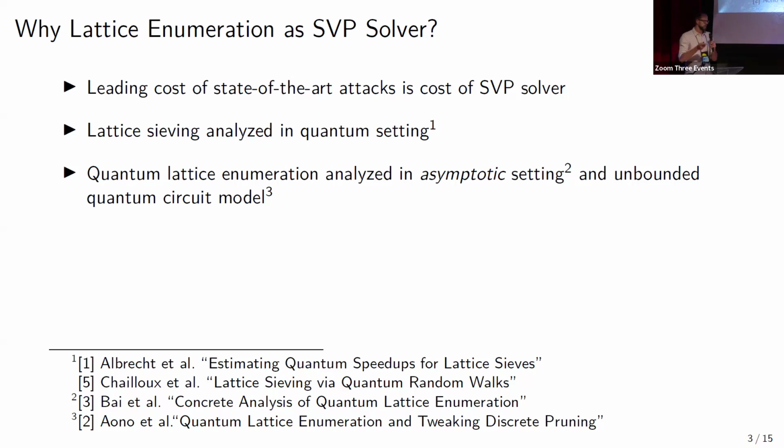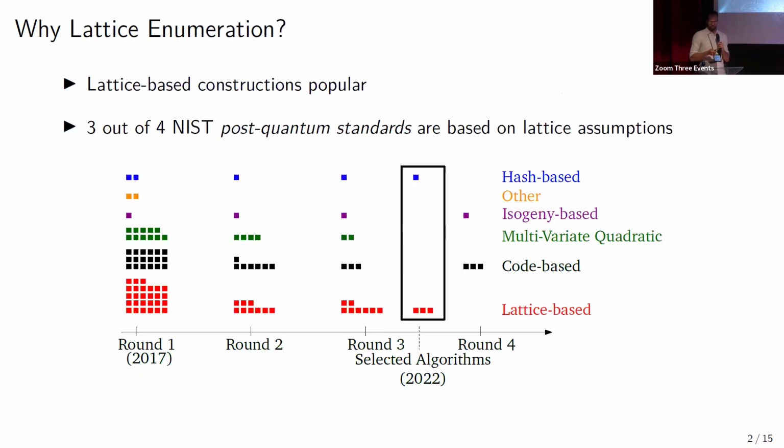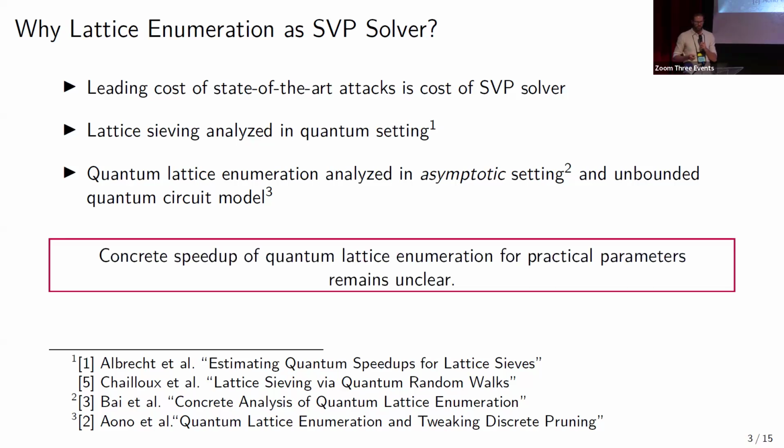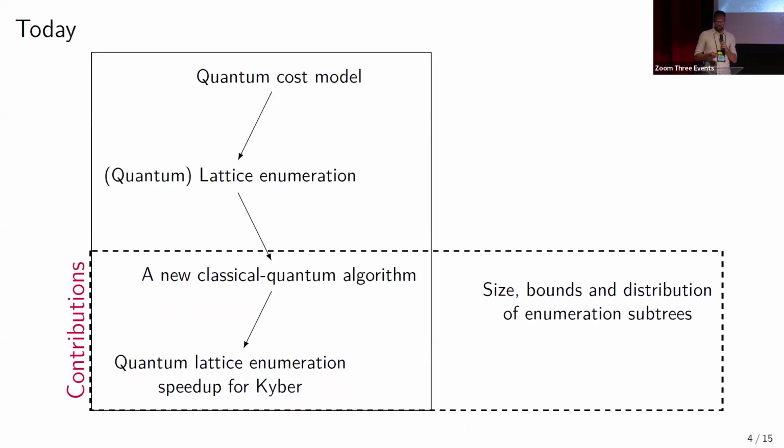Quantum lattice enumeration, on the other side, has been analyzed in the asymptotic setting, showing that an asymptotic speedup can be achieved. And there's also been some work in the unbounded quantum circuit model. But for now, it still remains somewhat unclear what the actual speedup of quantum lattice enumeration is for practical parameters. Okay, and this is what we're trying to address.